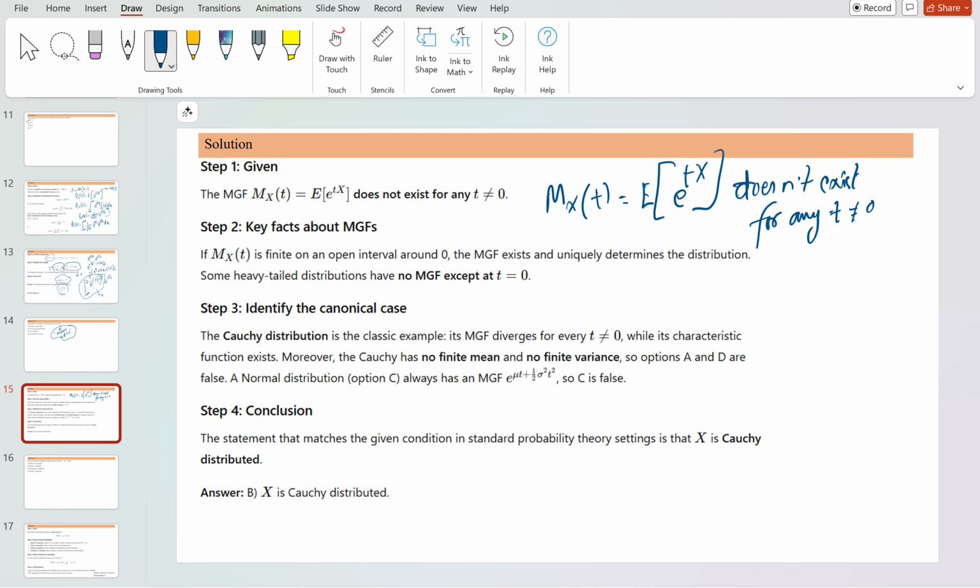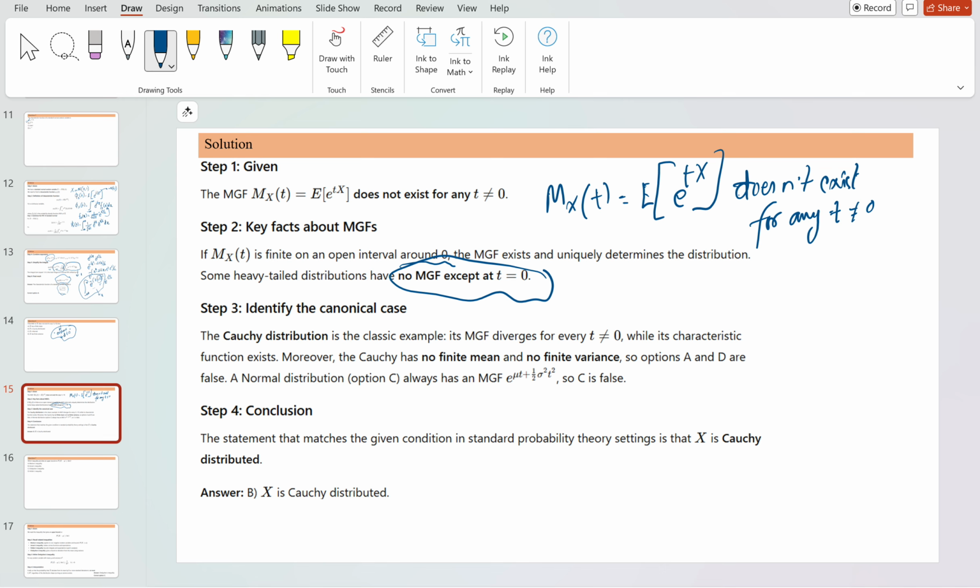Okay, so a key fact about MGFs is that if M_x(t) is finite on an open interval around 0, then the MGF exists and uniquely determines the distribution. Some heavy-tailed distributions have no MGF except at t equal to 0. Okay, so how do we identify the canonical case?